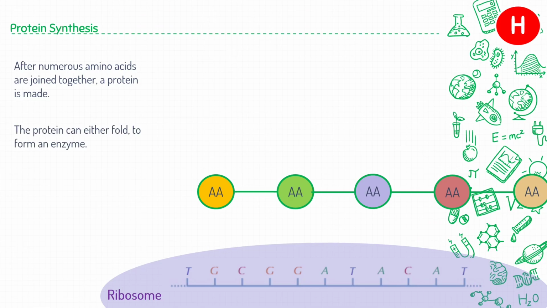Protein can then either fold to form an enzyme, or remain in long strands to form filamentous proteins such as collagen or keratin.